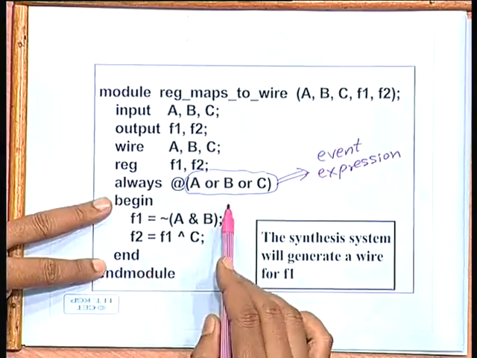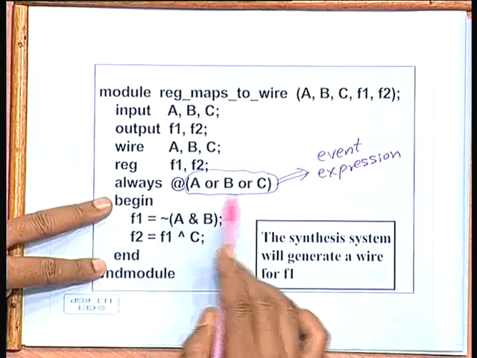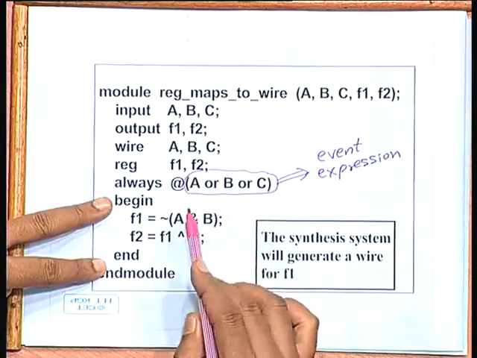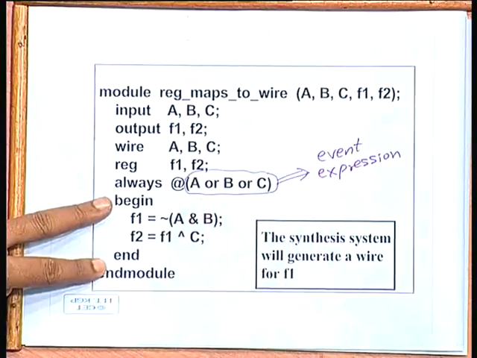You recall in the example we gave earlier, in the event expression we had written posedge clock. Posedge clock is the event, there is a positive edge on the clock, then we evaluate. But here there is no clock. So here we are perhaps talking only about combinational logic, but we are saying that if A or B or C change, only then you evaluate.